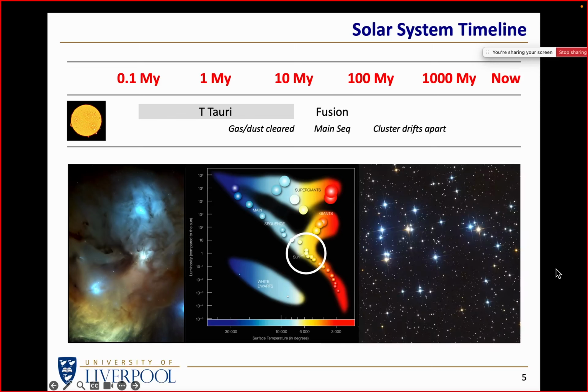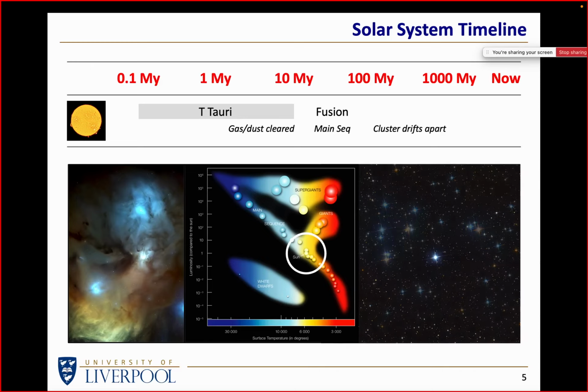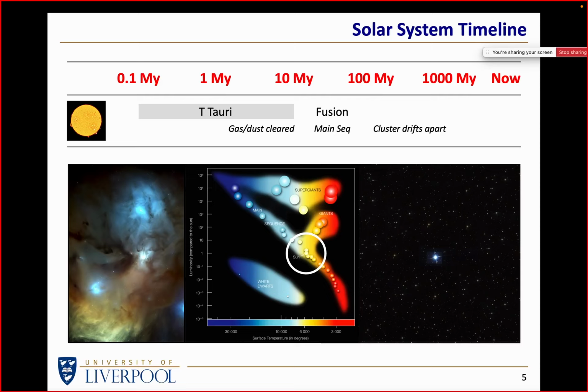So we know that the system created a cluster of stars, and so the sun was probably born with hundreds, if not thousands, of siblings. But after something of order hundreds of millions of years, the cluster would drift apart and leave the sun on its own. So in the early stages, leading up to about 10 million years or so, the proto-star, the early star, was surrounded by a whole load of gas and dust, which didn't clear until something like 10 million years or so after the formation of the star.